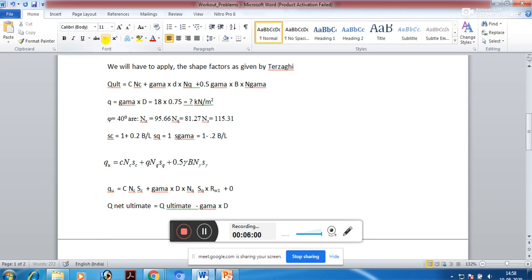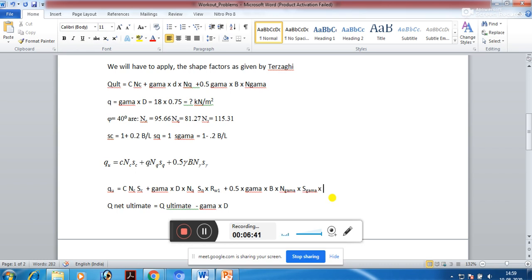And then you see the next part, which is 0.5 gamma B, multiplied by N gamma, and then you have the shape factor correction, S gamma. And then should I multiply anything else to this one?